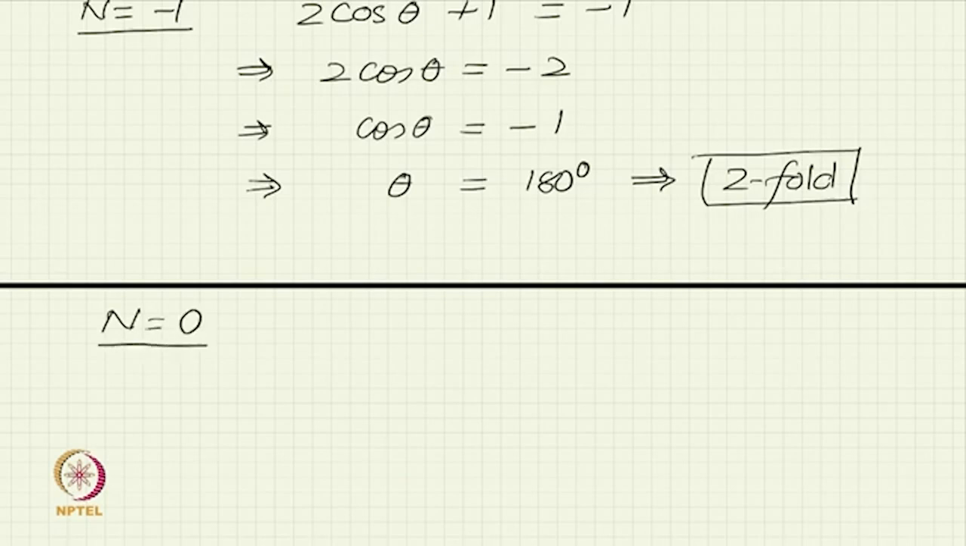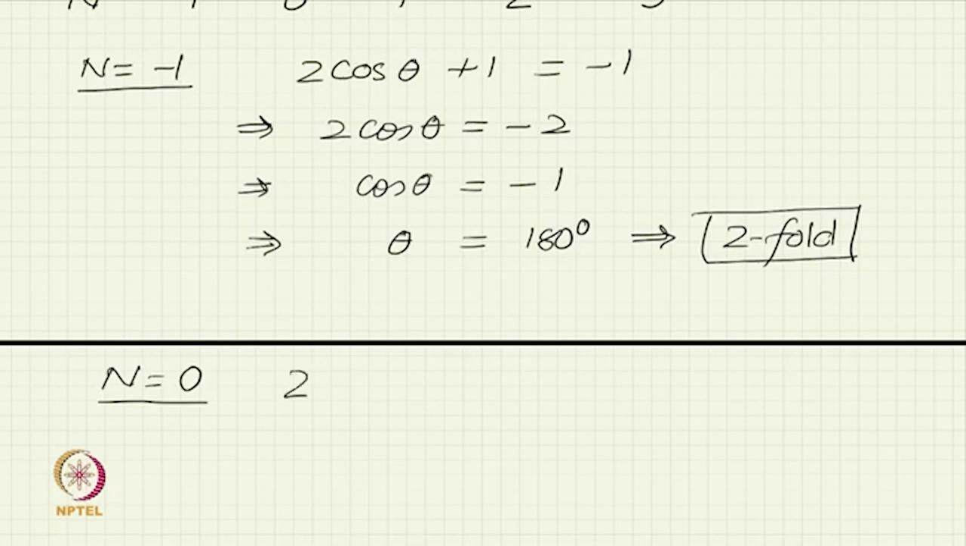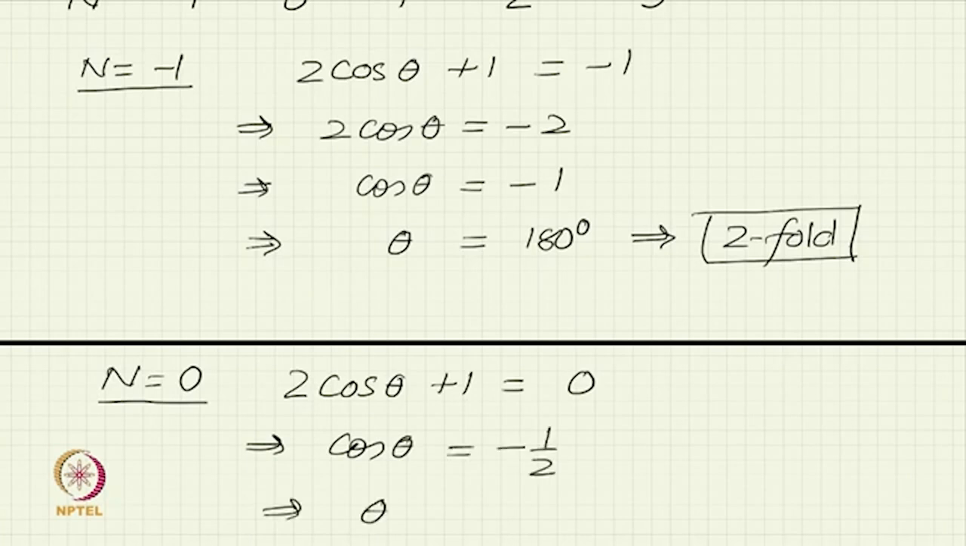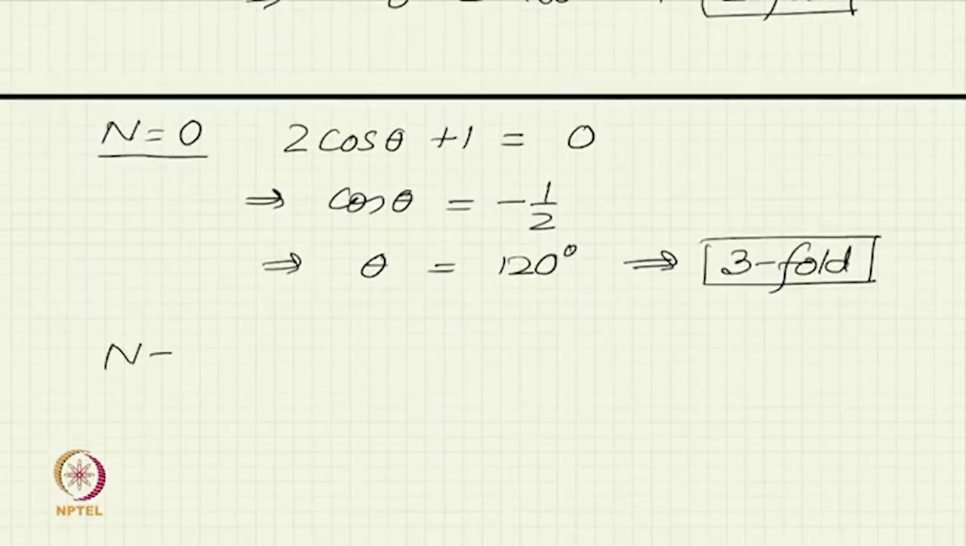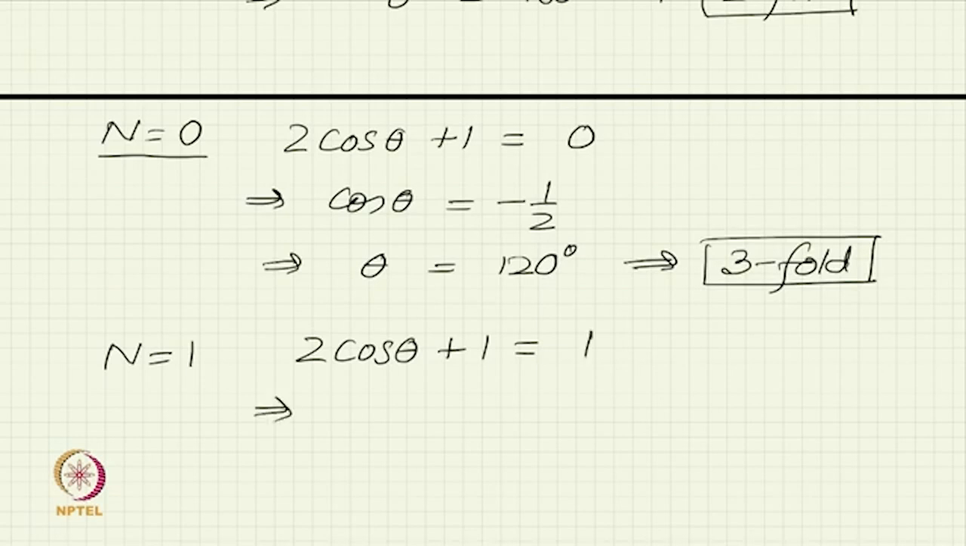n is equal to 0. The main thing is done. The rest is just algebra and identifying what these numbers are representing in terms of the angle. Cos theta is minus half, theta is 120 degree, threefold. n is equal to 1. 2 cos theta is 0, theta is 90 degree.